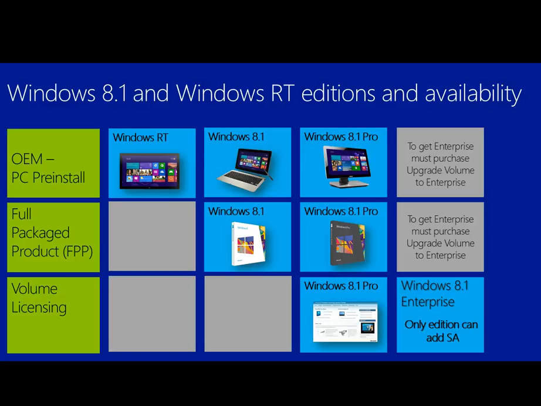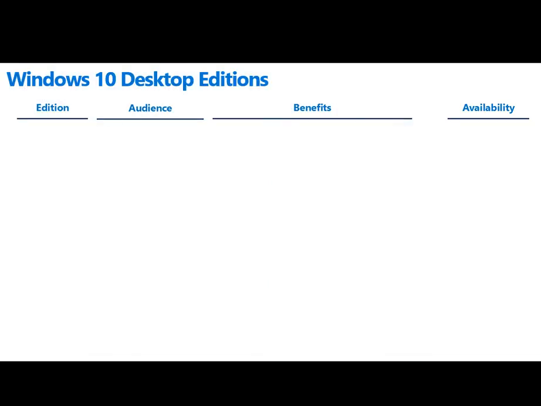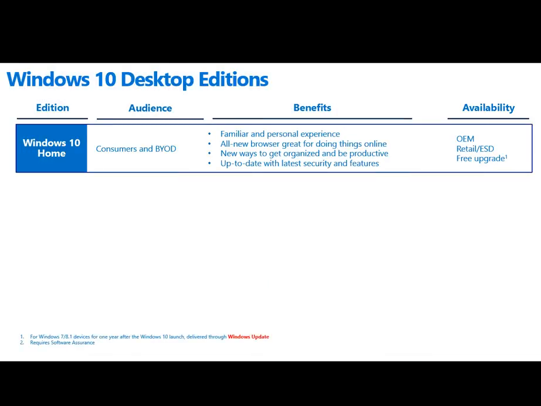Now we will discuss the Windows 10 editions and availability. So with Windows 10 we have Home Edition. Home Edition is for consumers and bringing your own device. It's available through OEM and FPP.